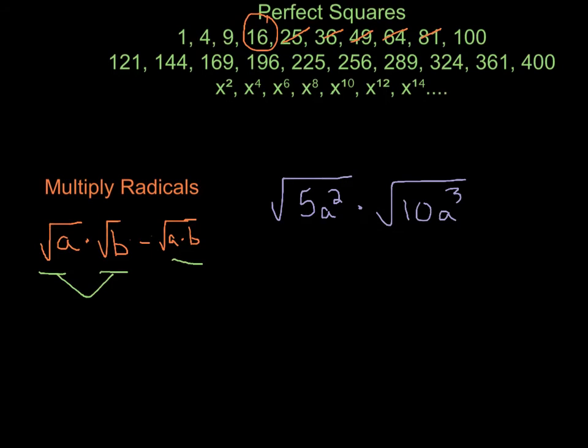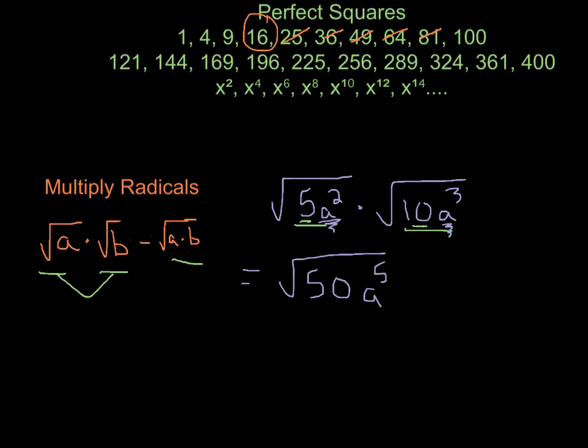Okay, example number 2, the square root of 5a squared times the square root of 10a to the third. So let's start. Let's multiply everything underneath the square root together. So we want to do 5 times 10. So now we have the square root of 50, and then a squared times a to the third. Remember, when you're multiplying powers with the same base, you add the exponent, so this is a to the fifth.